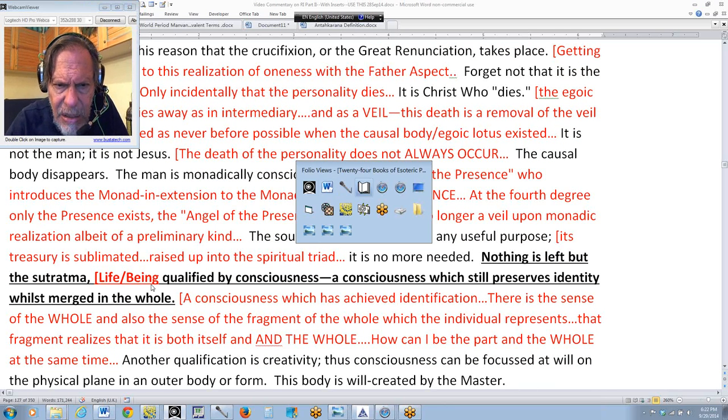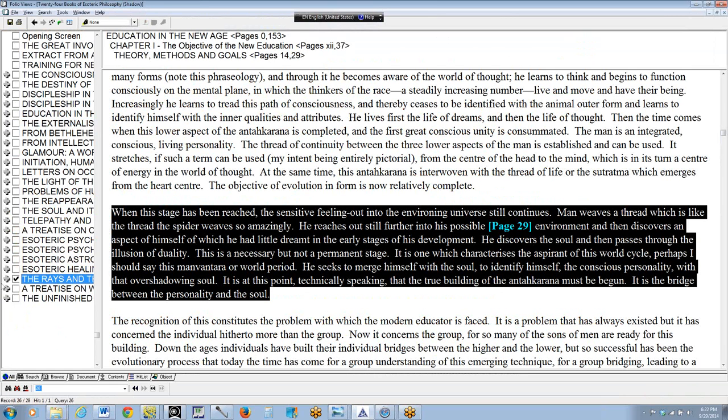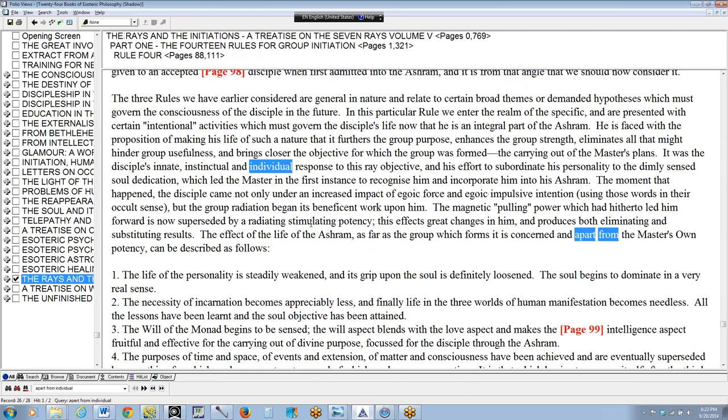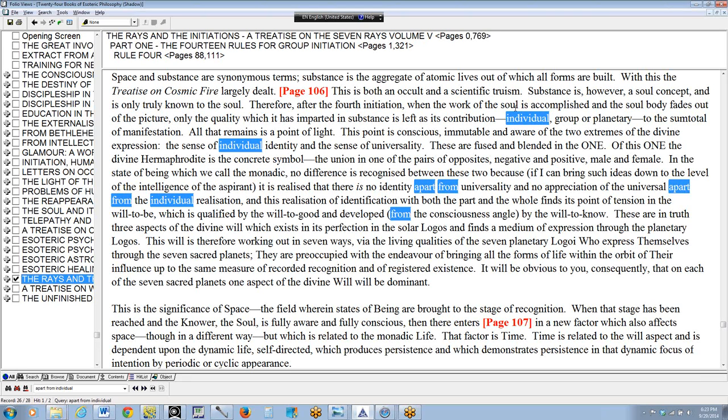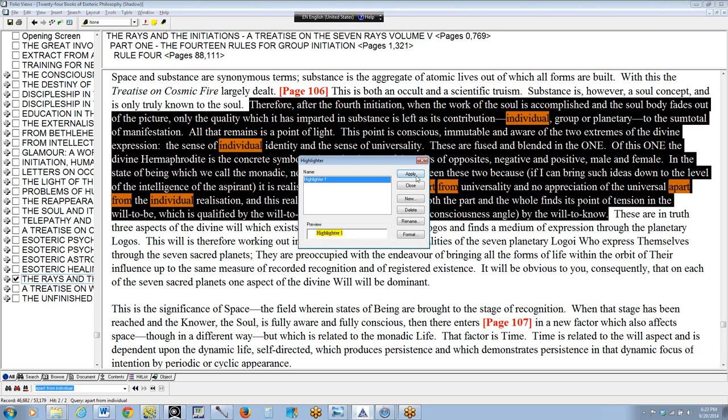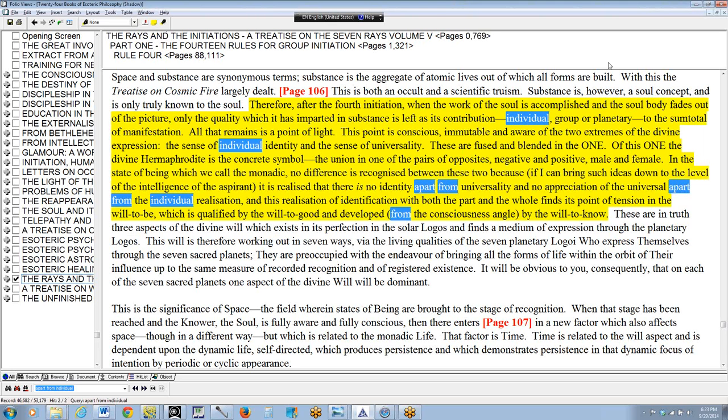Let's see if I can go here to Rays and the Initiations apart from individual, and let's see if we can find that. Okay, here it is. This is really important. Therefore, after the fourth initiation, when the work of the soul is accomplished, and the soul body fades out of the picture, maybe not in one supernova blast, but fades, which is interesting, only the quality which it has imparted in substance is left after its contribution, individual, group, or planetary, to the sum total of manifestation. We impart the quality that we have earned over the many, many years.